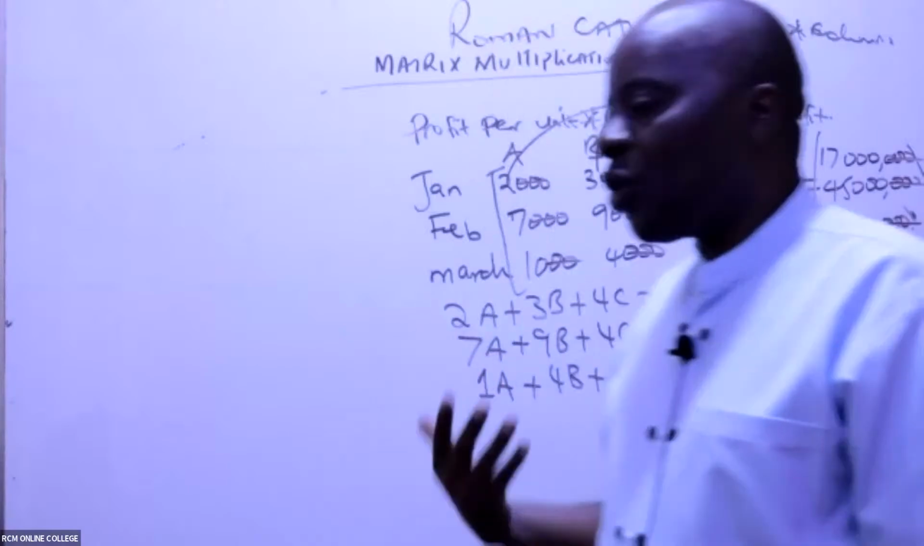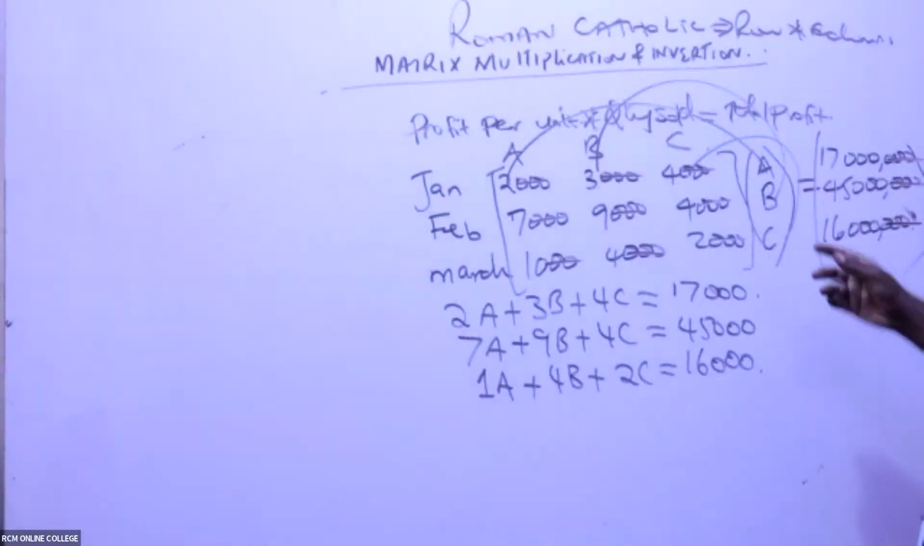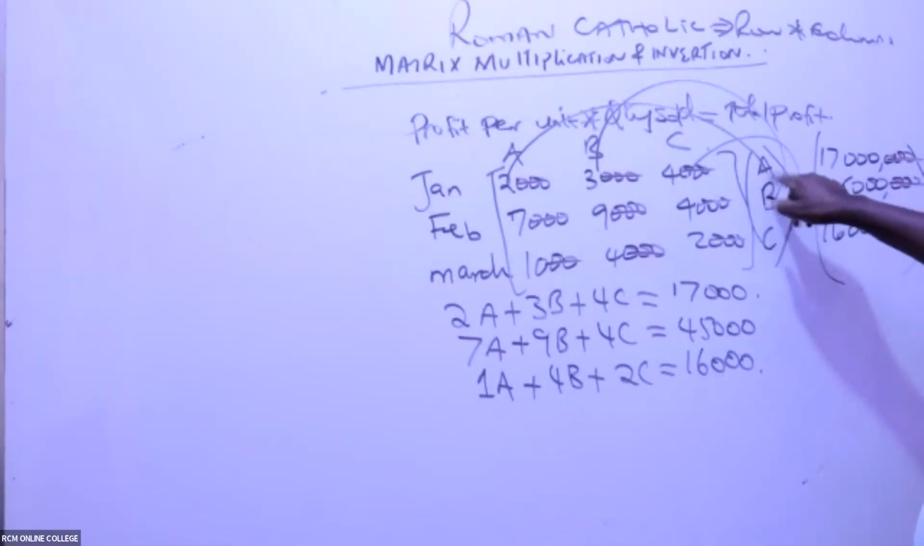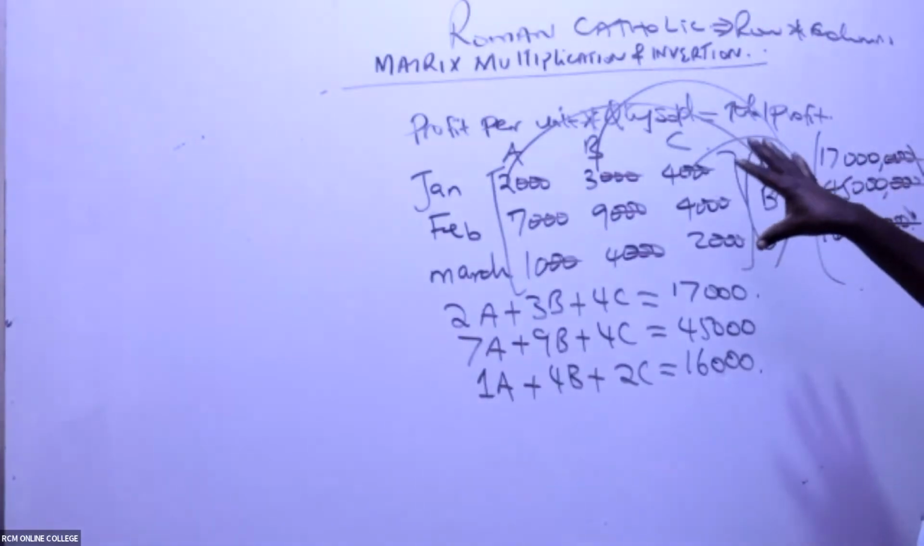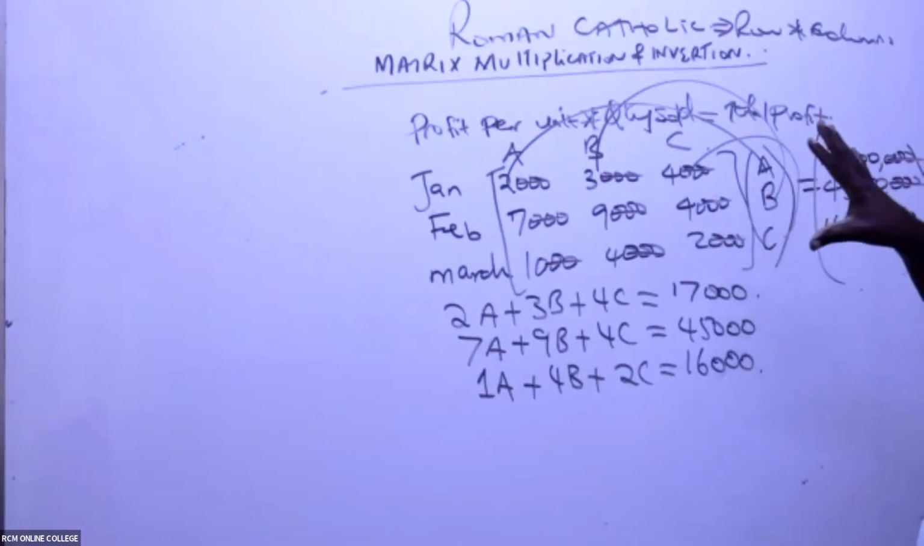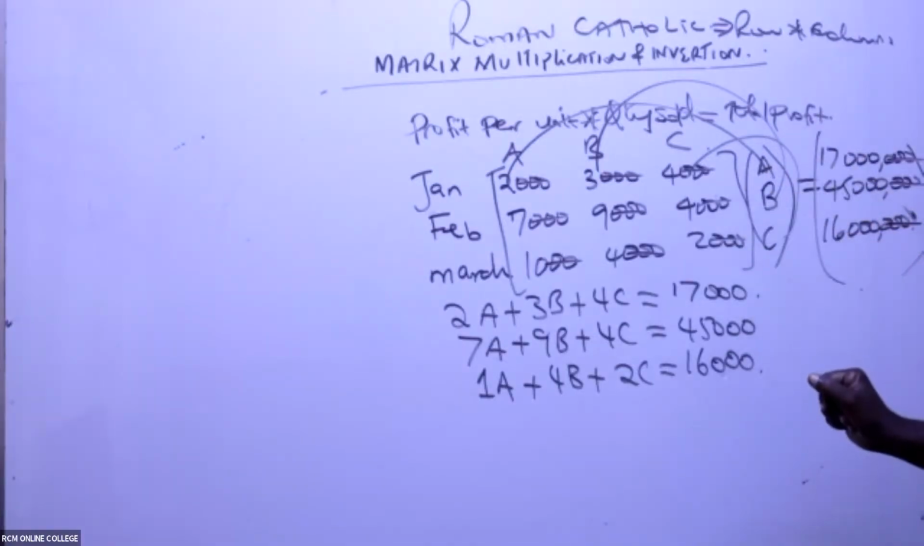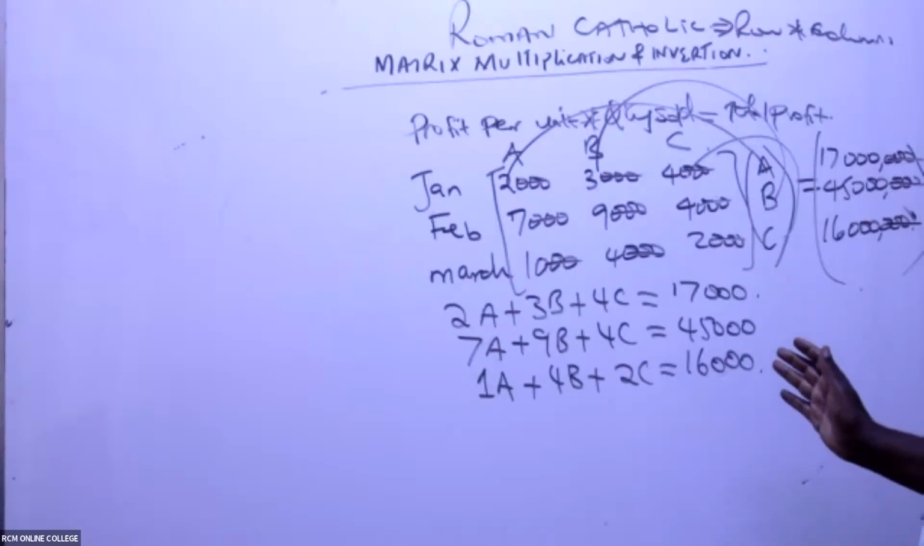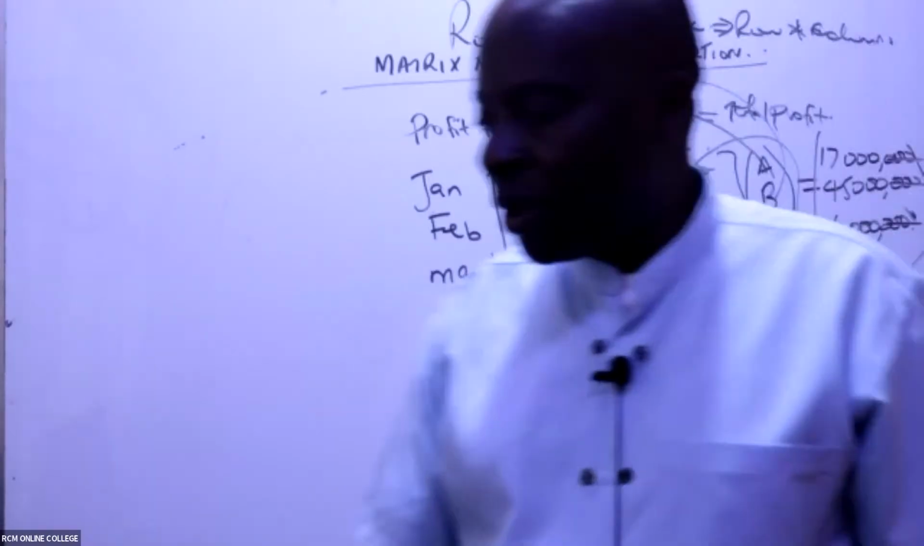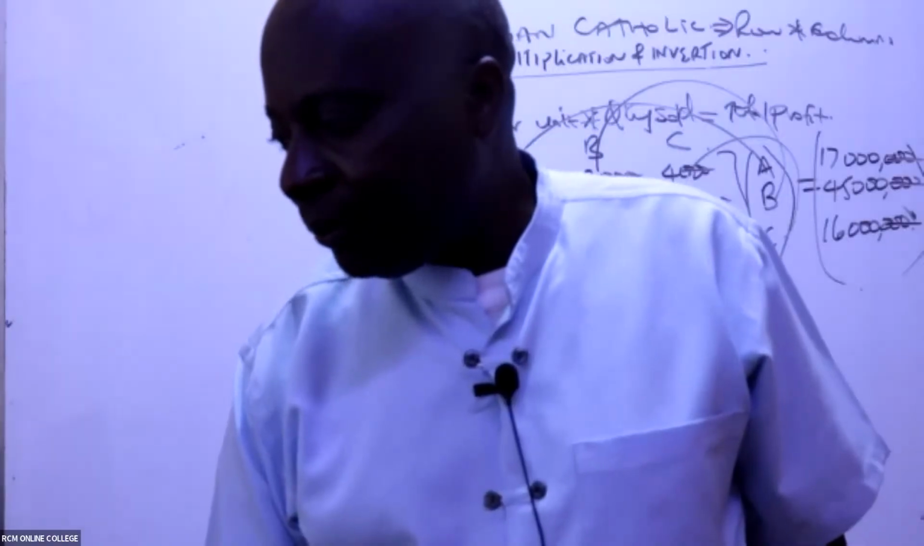But this quantity sold, given the years I've marked these exams, I'm aware that some students will write here A, B, C in the form of a row. If you do that, then there will be no compatibility. Remember, we have what we call matrix compatibility. Now, ladies and gentlemen, once you have done that, you can screenshot this question.